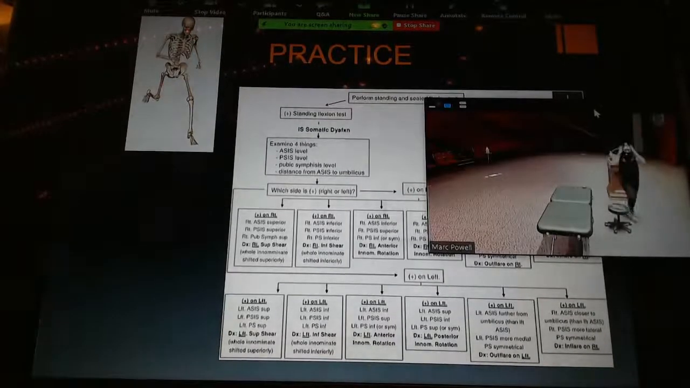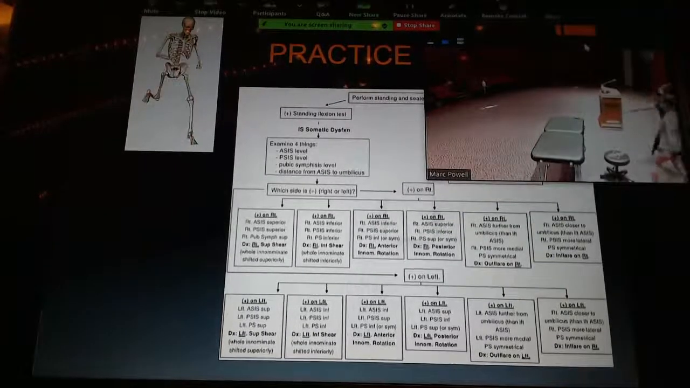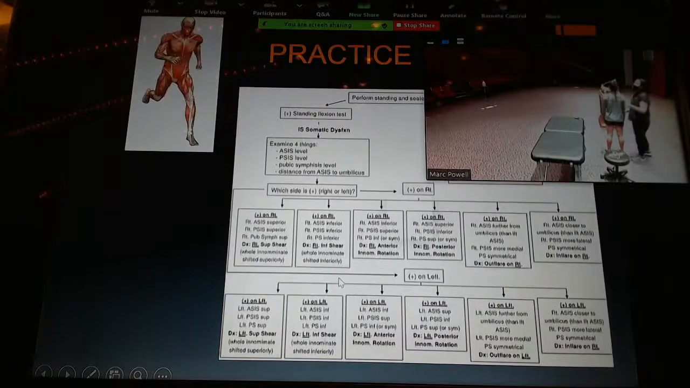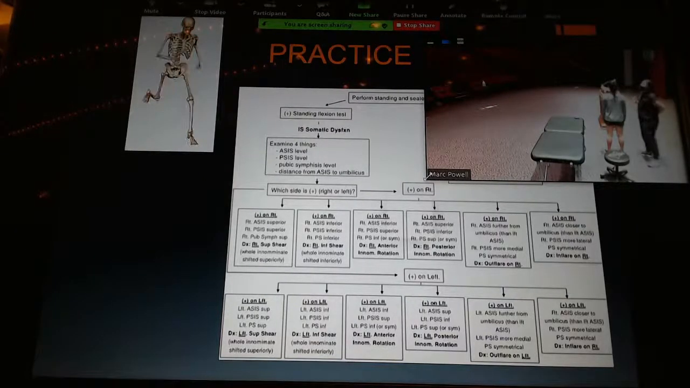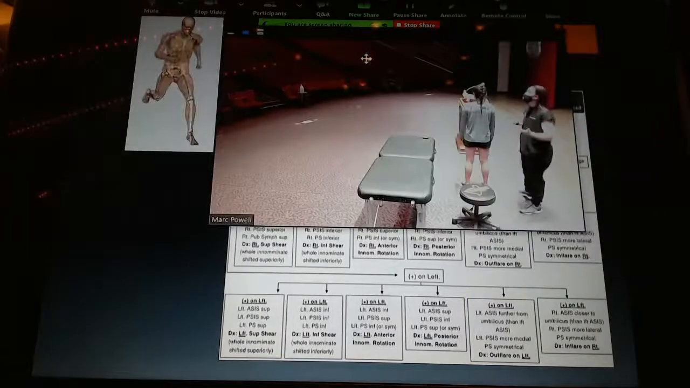Alrighty. So, because the camera's that way, I'm going to have you face this way. So, I have my athlete, they come in. Again, they're saying they have low back pain. Sometimes they have pain shooting down to the buttocks. I'm not sure what's going on.